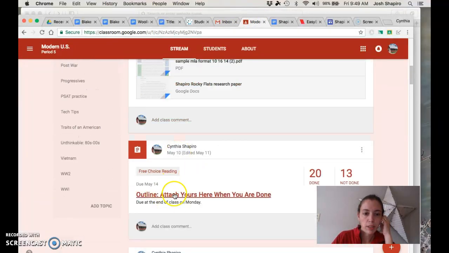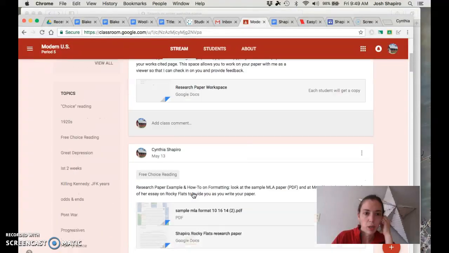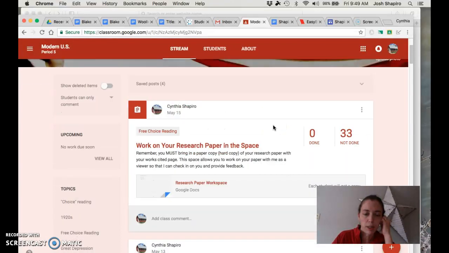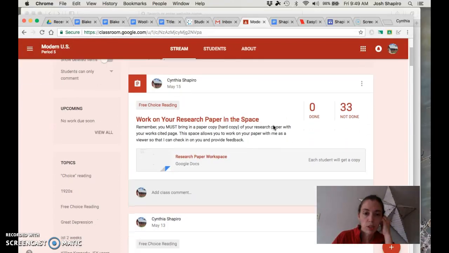By the way, when your outline's done, you're going to attach it here, but I'd also like you to email me and let me know so that I can go ahead and take out any missings or whatever. This is your research paper workspace, so you will open this up and start writing your paper in here, but you need to bring a print copy with you on Tuesday. Tuesday's when it's supposed to be due.